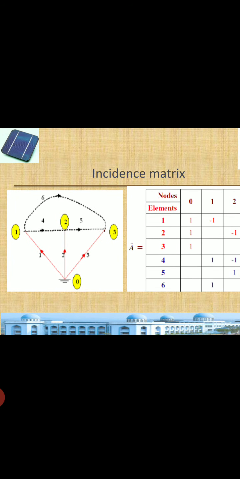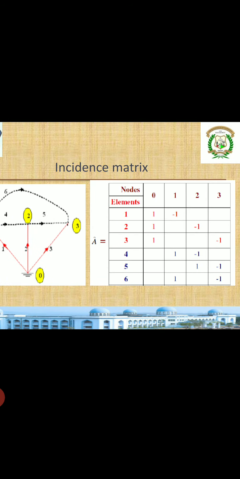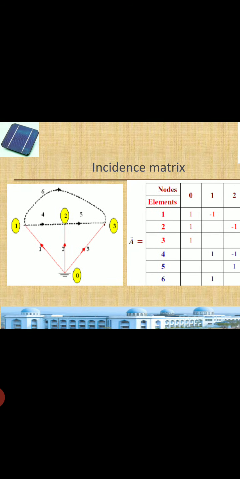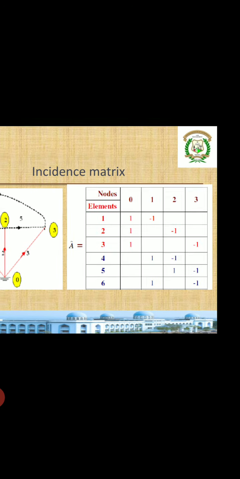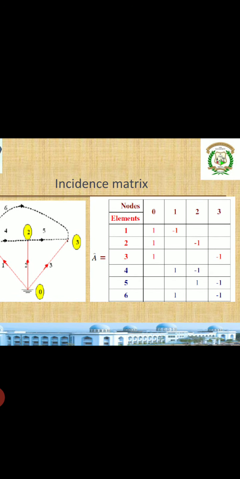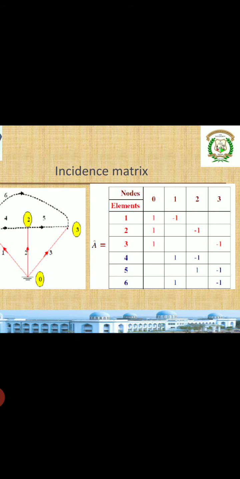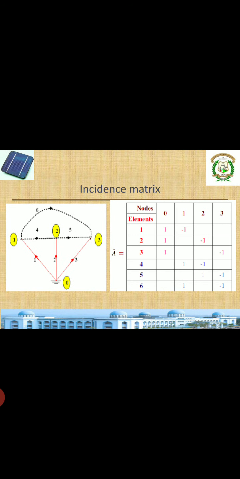The fourth element is connected between 1 and 2, with direction towards 2. So node 1 is 1 and node 2 is minus 1. The fifth element is connected between 2 and 3, with direction towards 3, so 3 is minus 1, 2 is plus 1, and nodes 0 and 1 are zeros. The last element, the sixth, is connected between 1 and 3 with direction towards 3, so node 1 is 1 and node 3 is minus 1. The reference node as well as the second node are taken as 0.